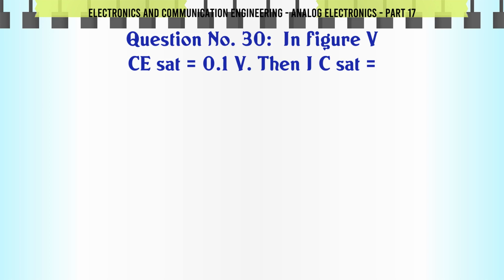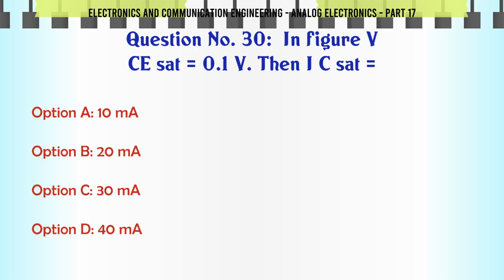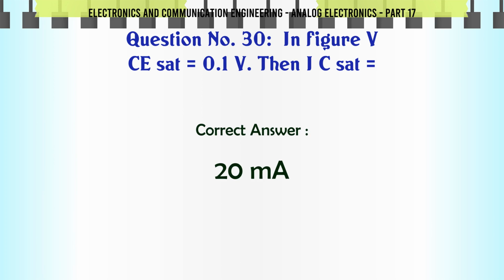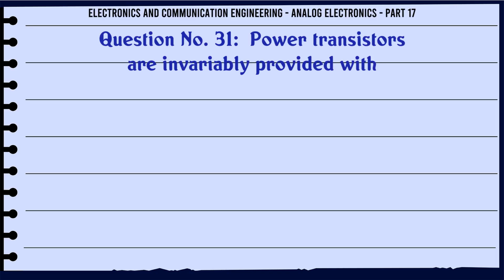In the figure, VCEsat = 0.1 V, then ICsat is: A. 10 mA, B. 20 mA, C. 30 mA, D. 40 mA. The correct answer is 20 mA.